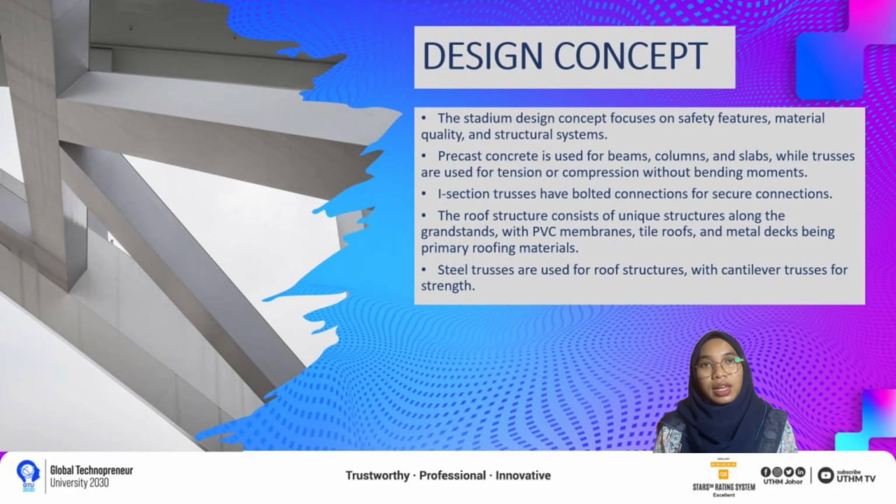For design concept, the stadium design concept focuses on safety features, material quality and structural systems. Precast concrete is used for beams, columns and slabs, while trusses are used for tension and compression without bending moments. Isolation trusses have bolted connections for secure connections. The roof structure consists of unit structures along the grandstands with PVC membranes, tile roofs and metal decks being primary roofing materials. Steel structures are used for roof structures with cantilever trusses for strength.